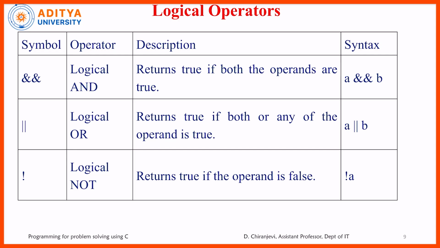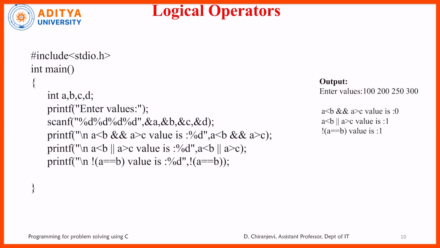Logical operators: these logical operators are used to check the logical relation between multiple conditions. So this is logical AND, this is logical OR, and this is logical NOT. Okay. So now let's understand these logical operators with the help of an example. So here I have taken various variables like A, B, C, D. Then I have read their values by using scanf. Then I am checking conditions like A less than B, A greater than C. So I am performing logical AND operation between them.